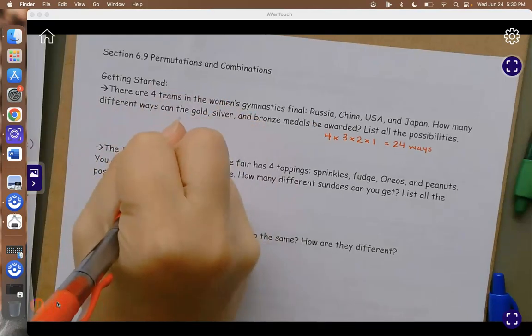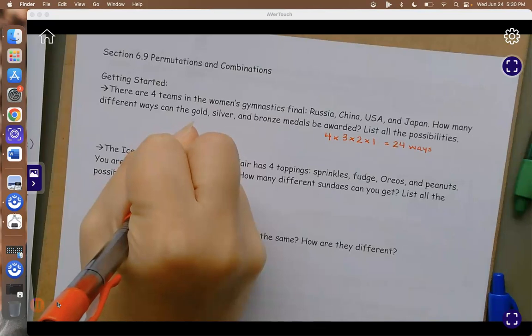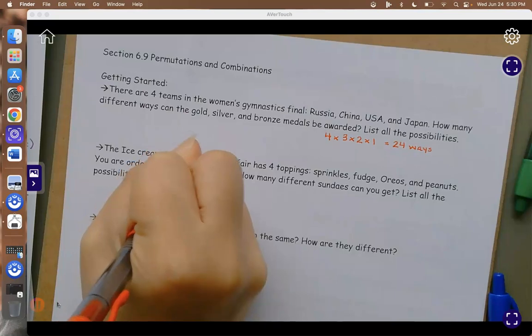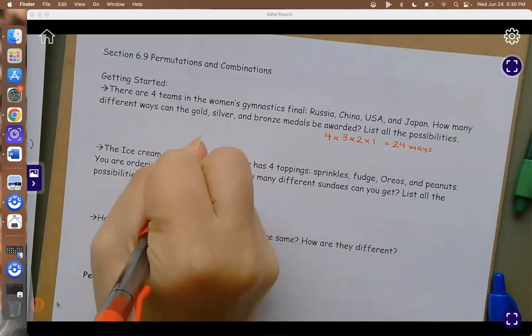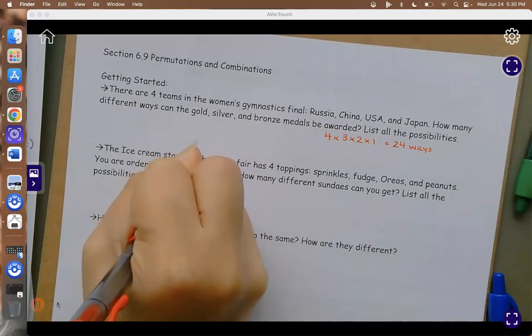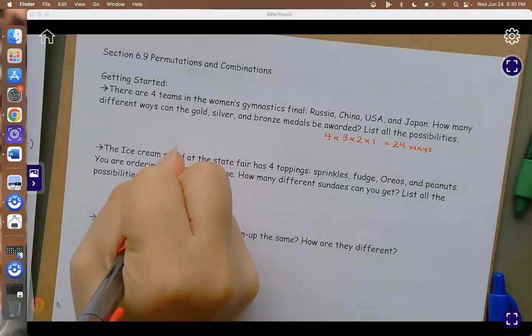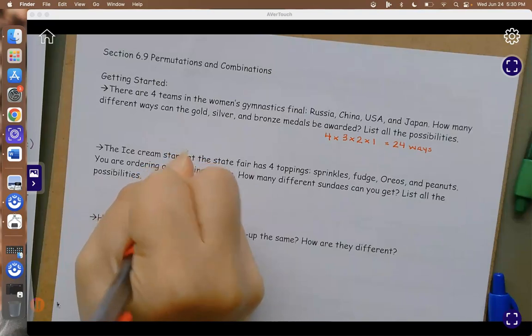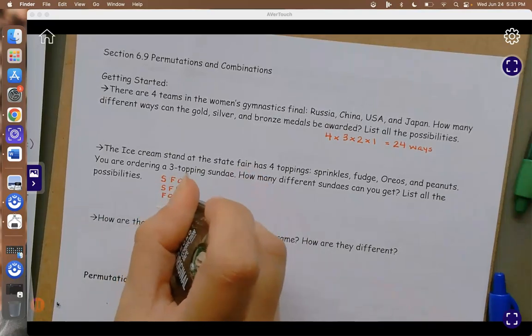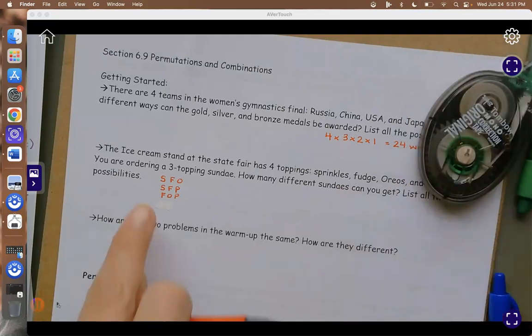So we could get sprinkles, fudge, Oreos, sprinkles, fudge, peanuts, and fudge, Oreos, peanuts, or how about this? Not that one. Sprinkles, Oreos, and peanuts.